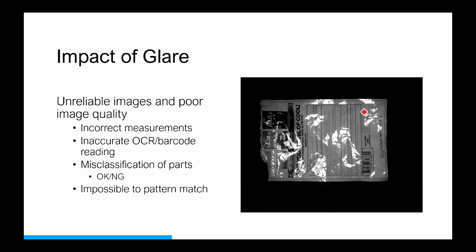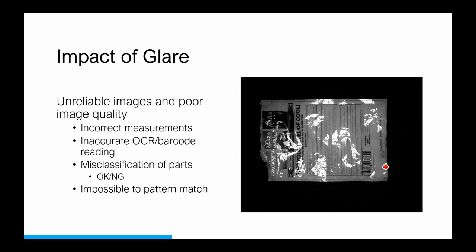Or if you're trying to do OCR or barcode reading, it might be easy to read this barcode in an image like this, but on the next sample that comes down, there could be a big hot spot here and we can't read that barcode. It also can misclassify parts. Sometimes it could cause you to let bad parts through, worst case scenario, or the other not great outcome is to not let good parts through, and you're wasting material in that regard. But a lot of times it just makes it impossible to pattern match. Most of the time your machine vision programs start with locating the part in your field of view.